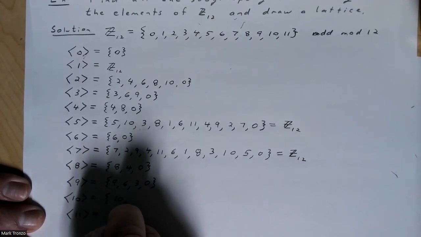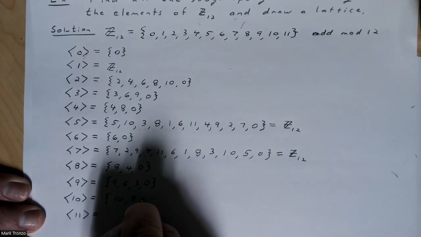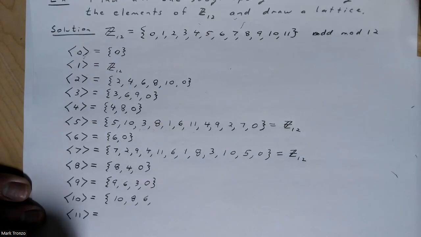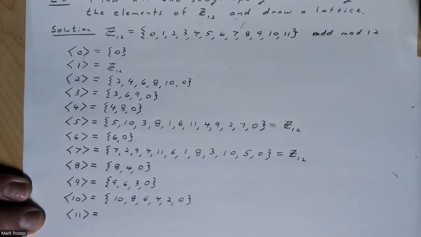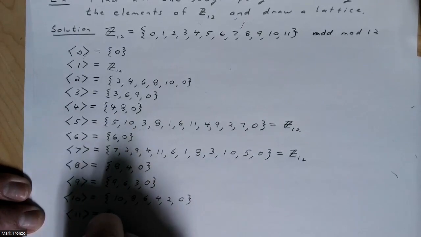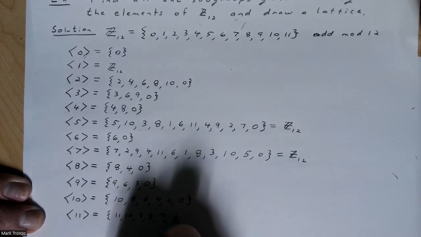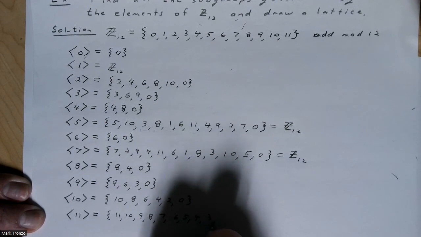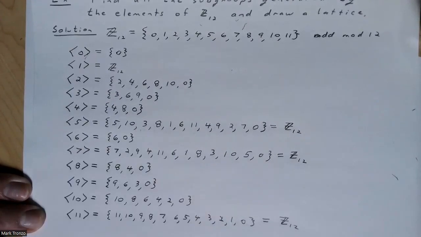Finally, let's see, we're up to 10. And 10 plus 10 is 20, which is 8 mod 12. 8 plus 10 is 18, which is 6 mod 12. 6 plus 10 is 16, which is 4 mod 12. 4 plus 10 is 14, which is 2 mod 12. And 2 plus 10 is 12 mod 12, which is 0. Now we can go through 11. You'll find if you do 11, you'll end up getting the whole group back again. I'll just write it down real quickly, but hopefully you found this when you stopped the video. And this would be Z12 like this.